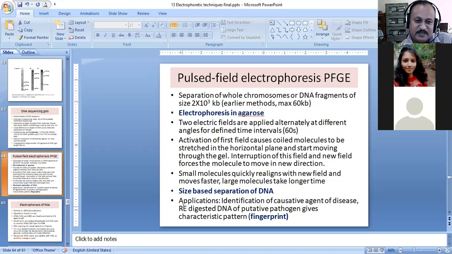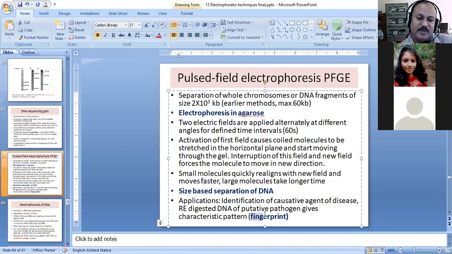Now, this technique is preferably used for identifying a particular disease. So it has a diagnostic value. Restriction enzyme digested DNA of pathogens will give a characteristic pattern. Now, this is called a fingerprint. What do you understand by this term, fingerprint? Restriction enzyme digested DNA of a pathogenic organism.